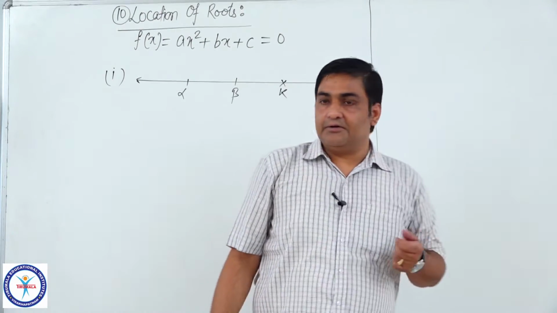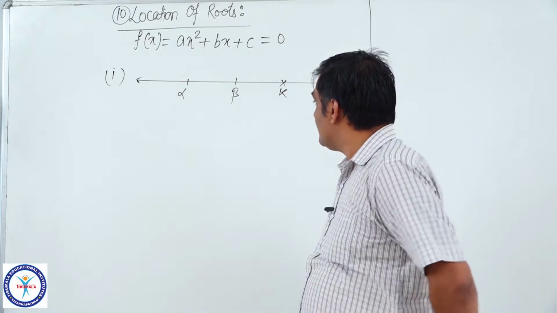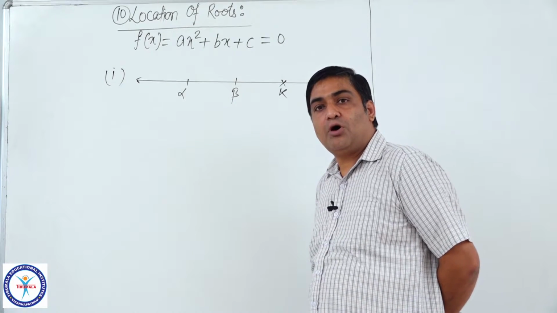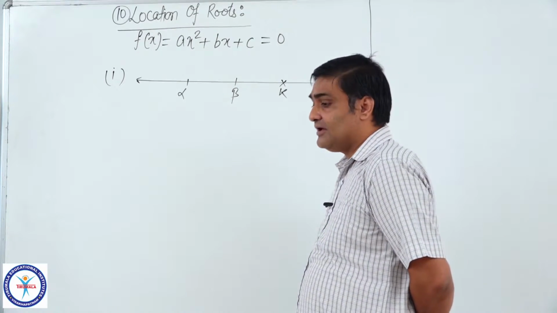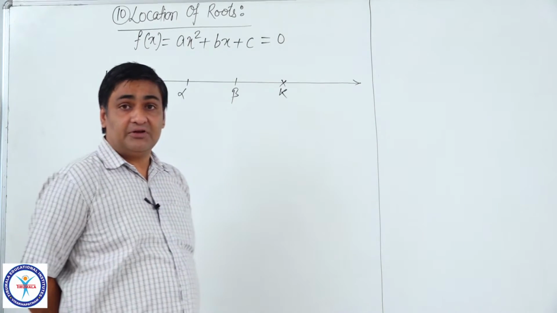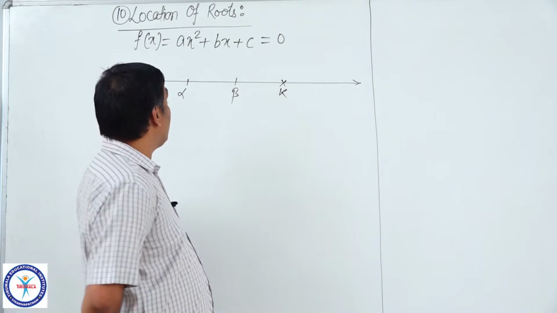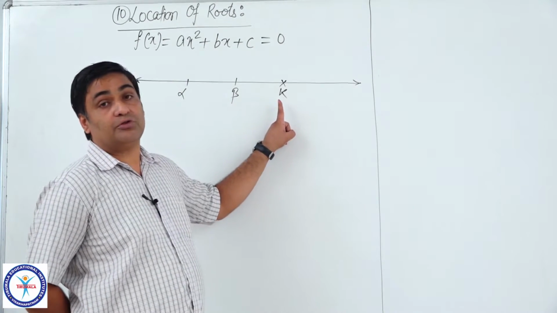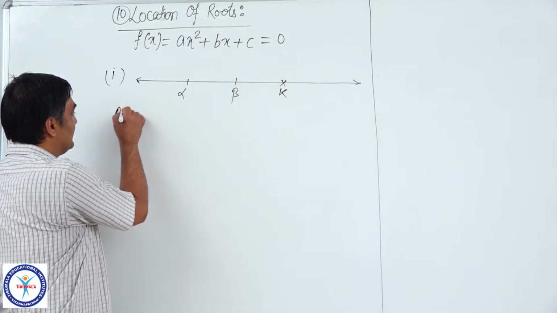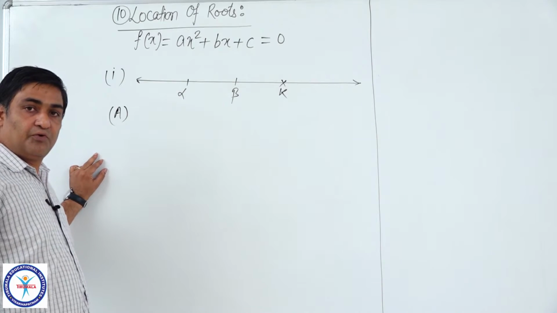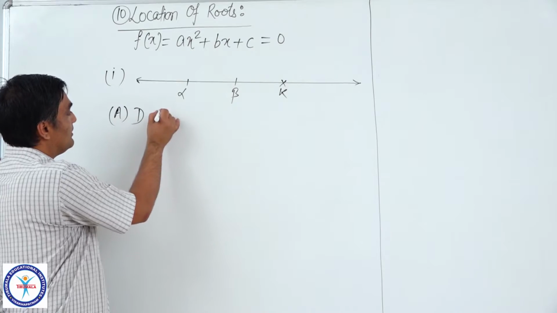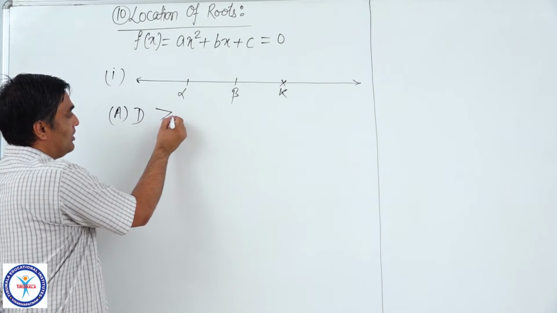means say that both roots are smaller than a number k. Suppose it is given that both roots are less than 3, so k will be 3. So what we have to do if both roots are less than k? First of all, first condition is D greater than or equal to 0.